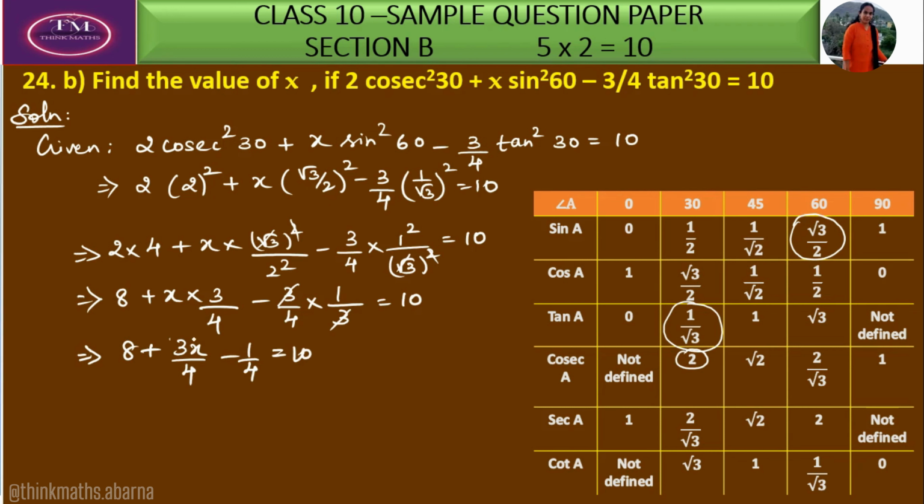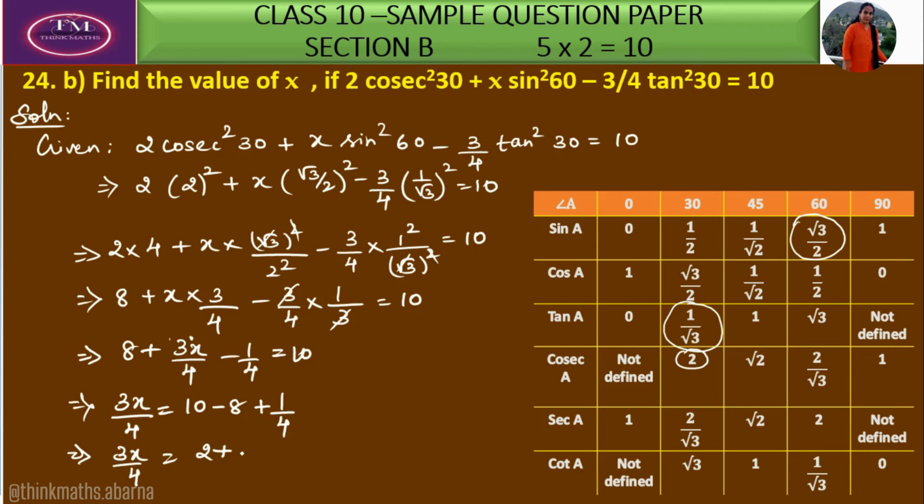What we need is the value of x, so keep this x as such: 3x by 4. Take the remaining part to the right hand side. So 10 plus 8 will become minus 8, and minus 1 by 4 will become plus 1 by 4. So we will get 3x by 4, and 10 minus 8 is 2.